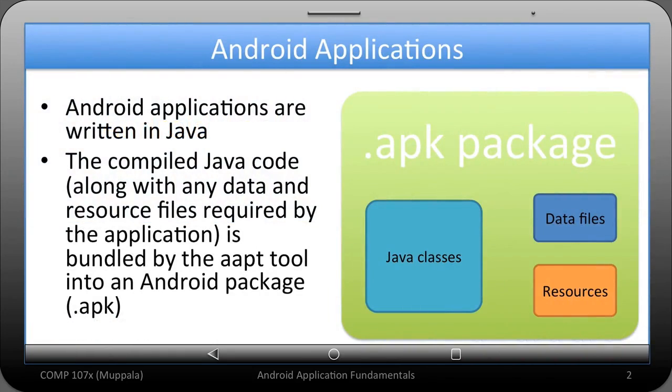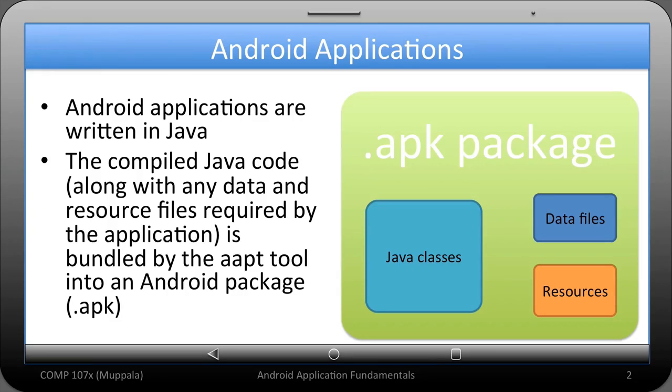As we have already realized, Android applications are all written in the Java programming language. Android Studio then compiles the Java code along with the data and resources that you supply for your application, and then prepares a package called the .apk package. This is what you install on a real device or on an emulator.